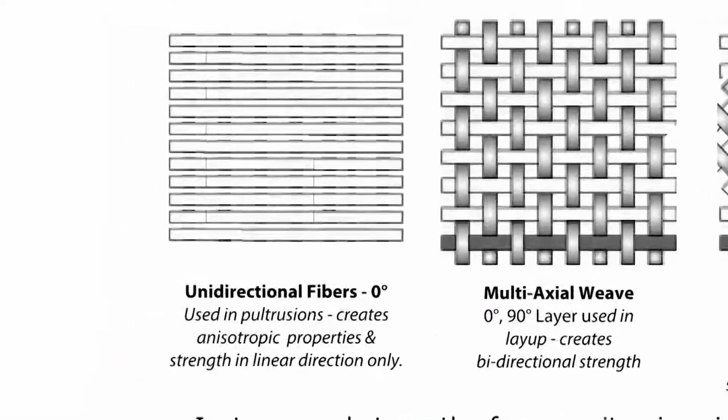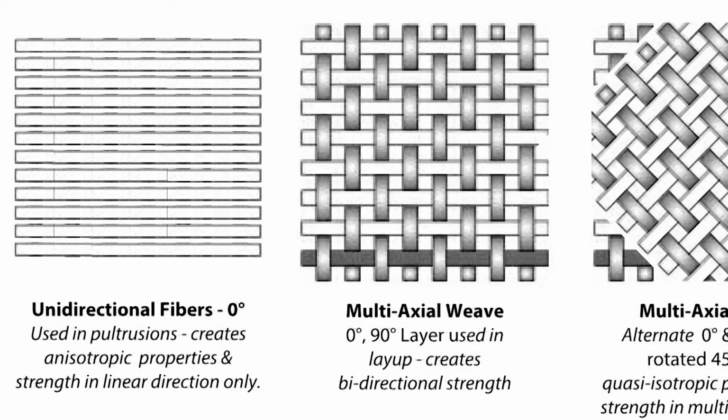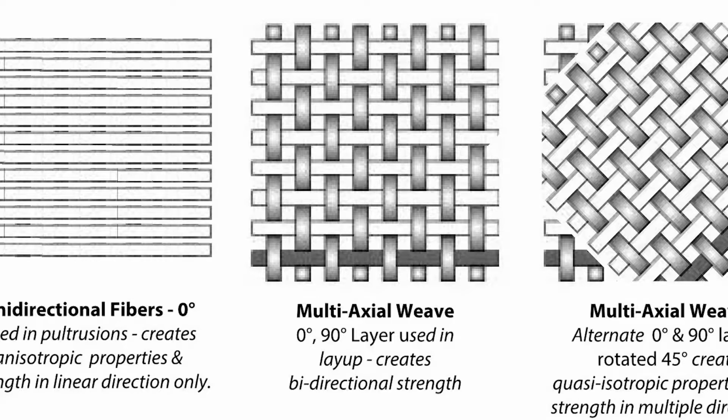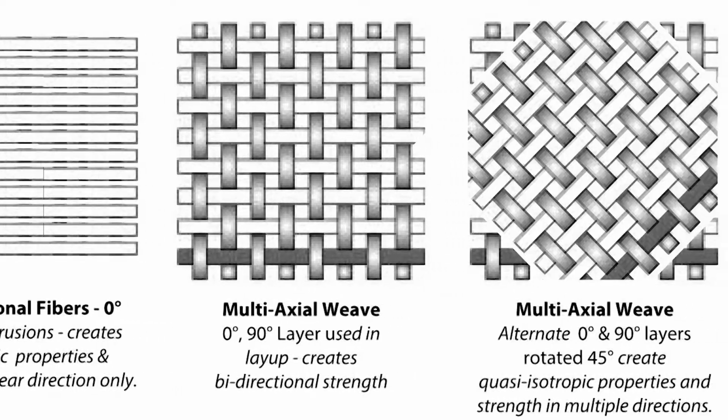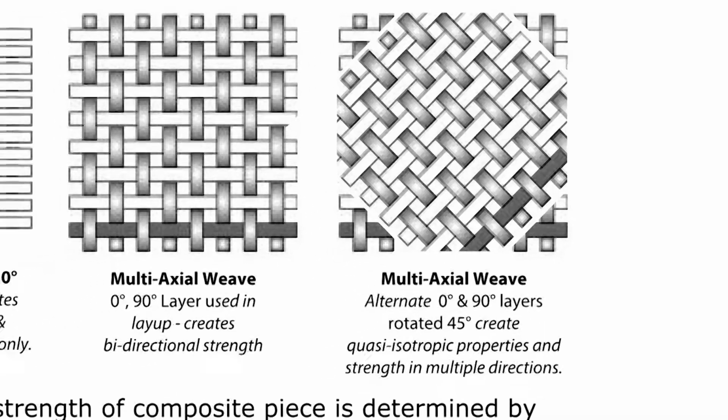Fibers that are arranged in one direction only are unidirectional and exhibit strength only in that direction. Fibers are also woven like any other textile and are known as weave. Fabric weave typically orients the fibers to 0 and 90 degrees, or the X and Y directions. This is known as multi-axial weave. Often fabric will be placed in alternate layers offset by 45 degrees. This creates quasi-isotropic properties and a much stronger finished piece.